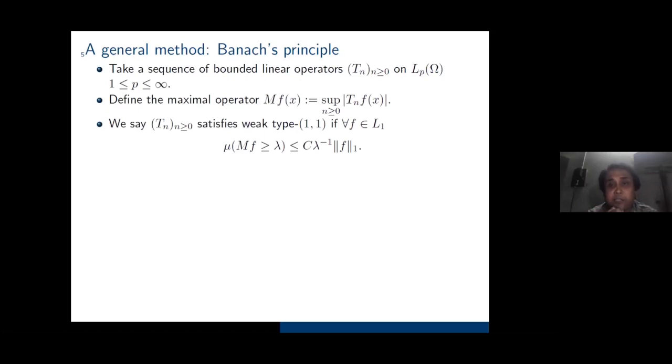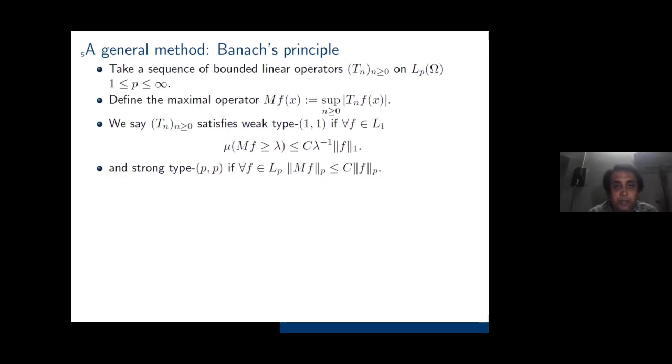So we say that the sequence of operators T_n satisfies a weak type (1,1) inequality if you have a non-trivial bound, a decay on the distribution. You take any positive lambda and consider the set where Mf is greater than or equal to lambda; the measure of this set is less than or equal to some constant times the L^1 norm of f times lambda inverse. This is the definition of weak type (1,1), and strong type (p,p) is just normal L^p to L^p boundedness: for all f in L^p, the norm of Mf is bounded by some constant times the norm of f. These constants do not depend on the functions f.